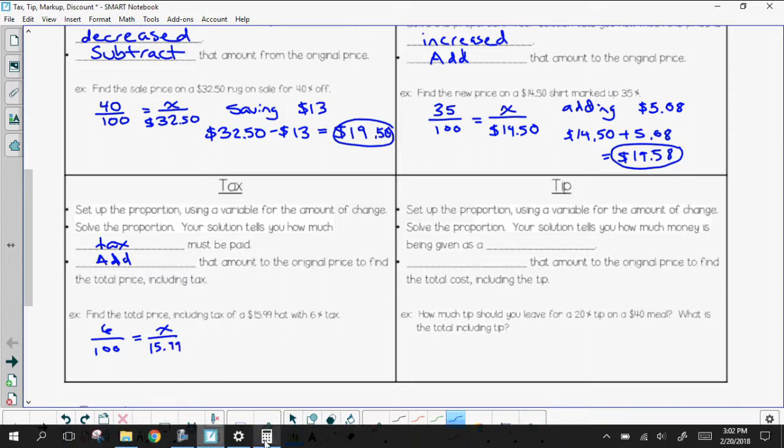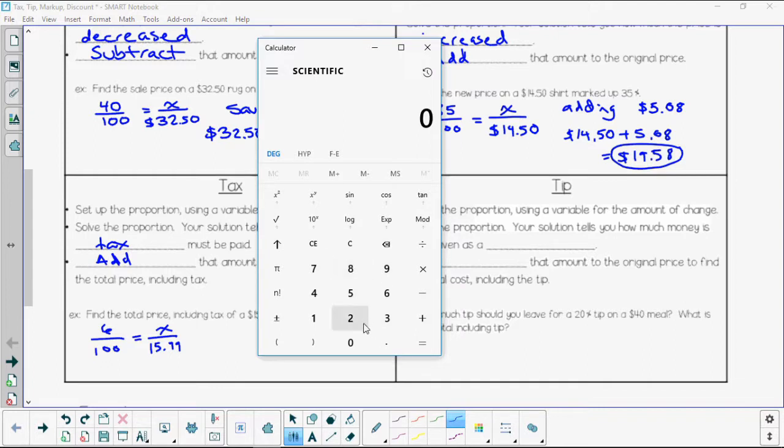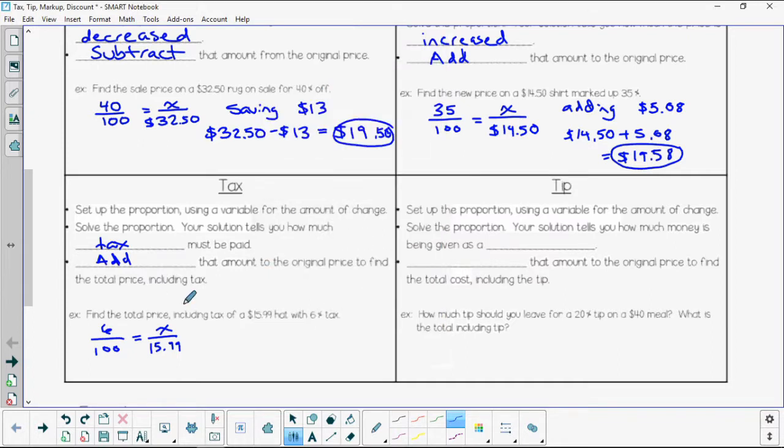I'm probably going to have to round this. Usually money ends up needing to be rounded. So 6 times $15.99 is $95.94 divided by 100. I'm going to round it to the hundredths place. That rounds up to be 96 cents. So 96 cents.